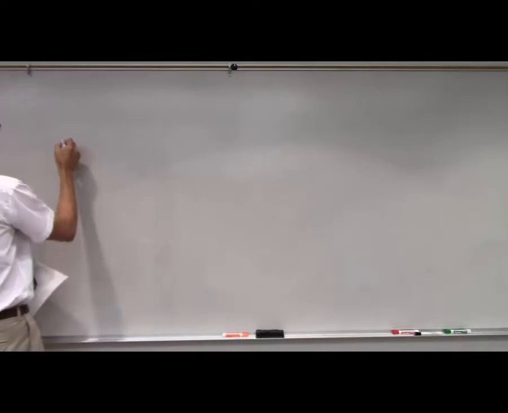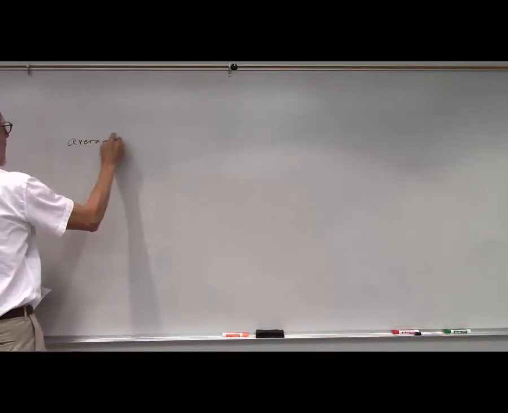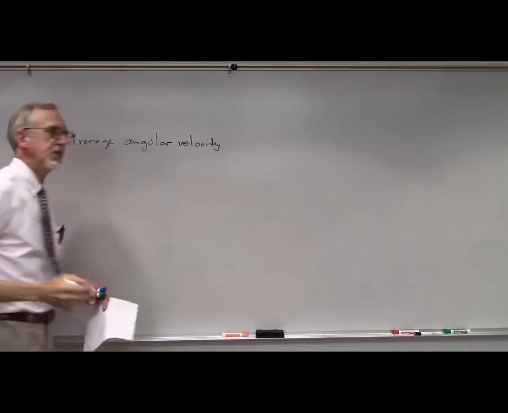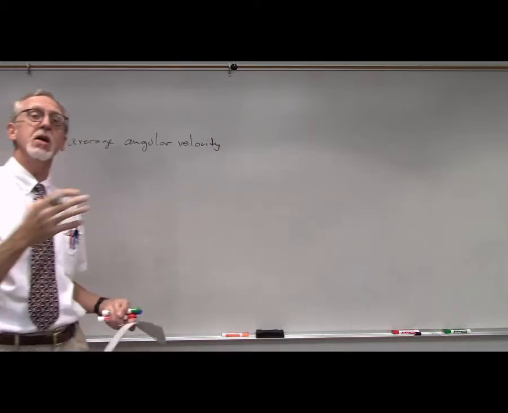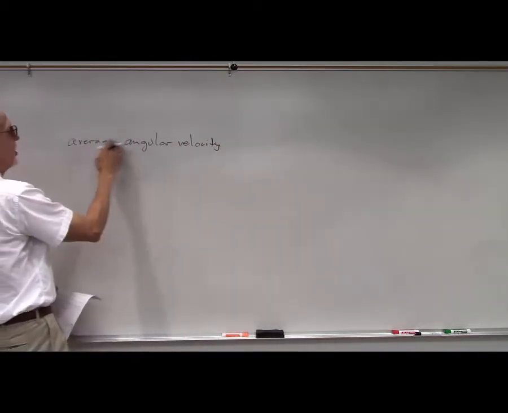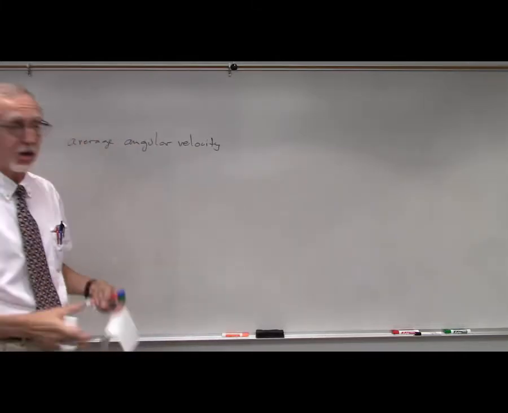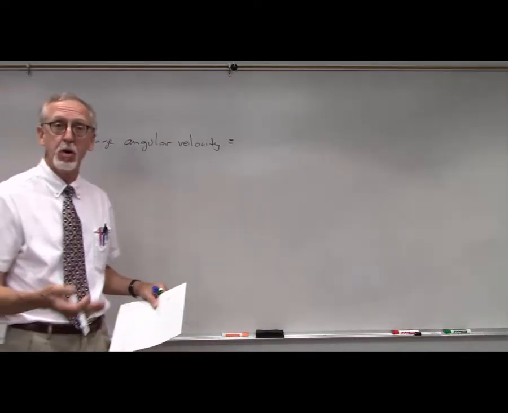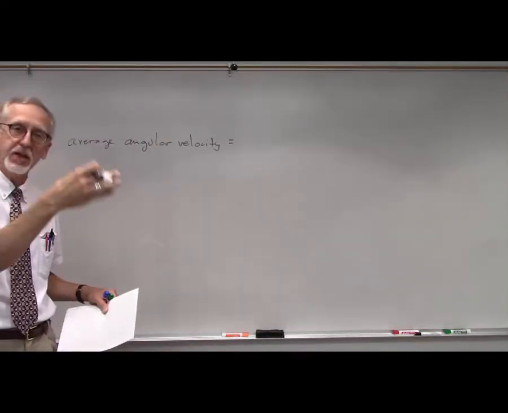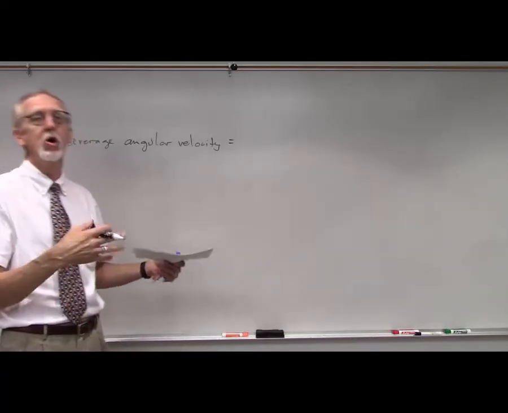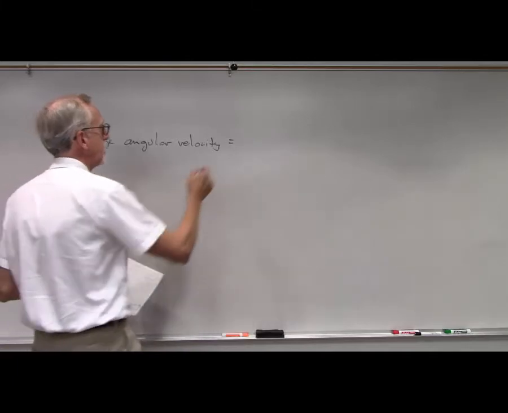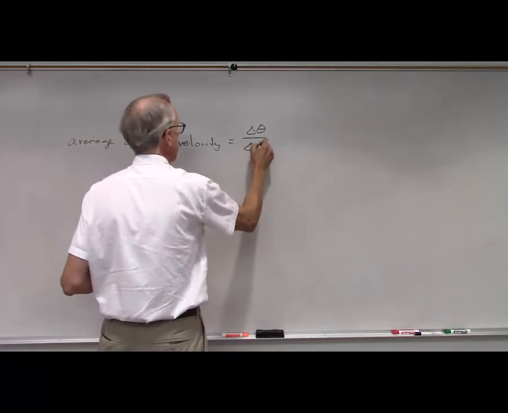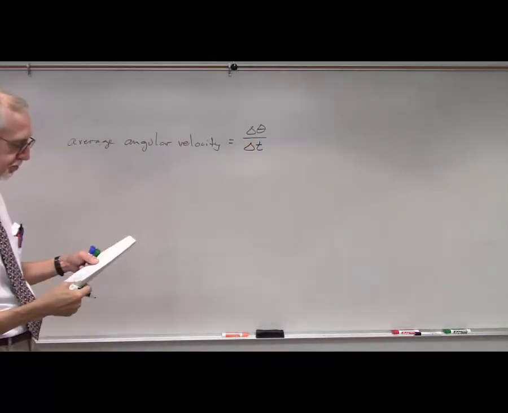What we're going to define is the average angular velocity. Just like we defined the average velocity when we were talking about linear motion, we can define the average angular velocity when we're talking about angular motion. The average linear velocity that we defined before was delta x over delta t, the displacement over the time interval. In other words, how long did the motion take? We're going to do the same sort of thing here. We're going to define this as the angular displacement over the time interval, delta theta over delta t.